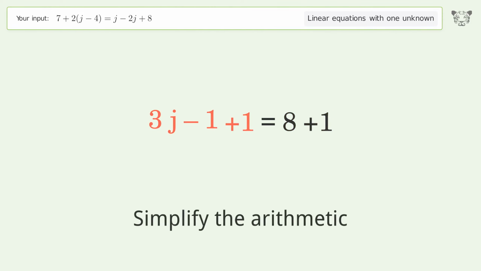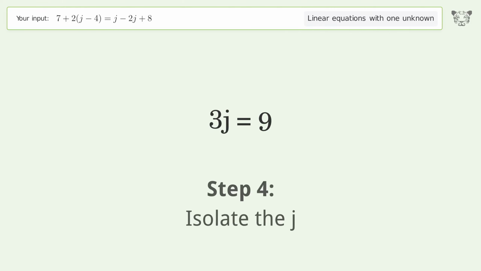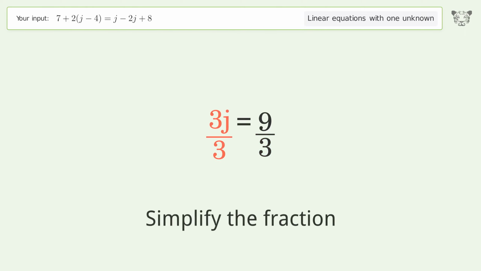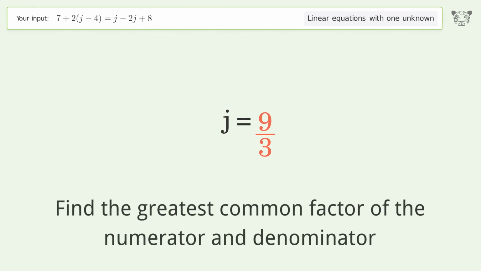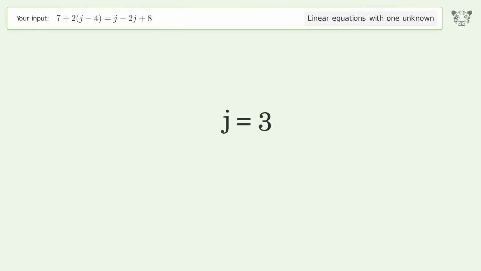Simplify the arithmetic. Isolate the j. Divide both sides by 3. Simplify the fraction. Find the greatest common factor of the numerator and denominator. Factor out and cancel the greatest common factor. And so the final result is j equals 3.